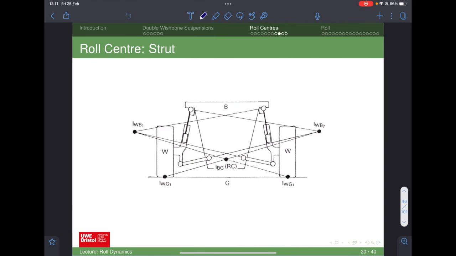Now for the strut based system, the way to work out the roll centre is that you project the lower wishbone as you did before with the double wishbone. But this time, instead of the upper wishbone also being projected out, you take the top of the strut where the strut is mounted and draw a line that's perpendicular to the strut direction. And then again it's the centre of the wheel where they cross.